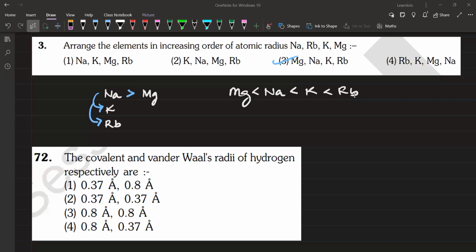Change the answer, Shayma. Yes, sir. We know the basics: if I compare covalent radius and van der Waals radius, then van der Waals radius is greater. Now answer accordingly. Yes, correct, Zainab. Very good. Sir, I ignored the decimal point and chose 37, which is greater. Oh, you ignored the decimal point.